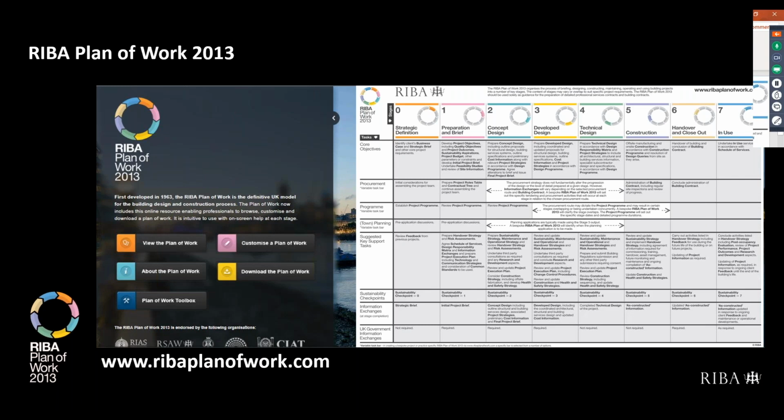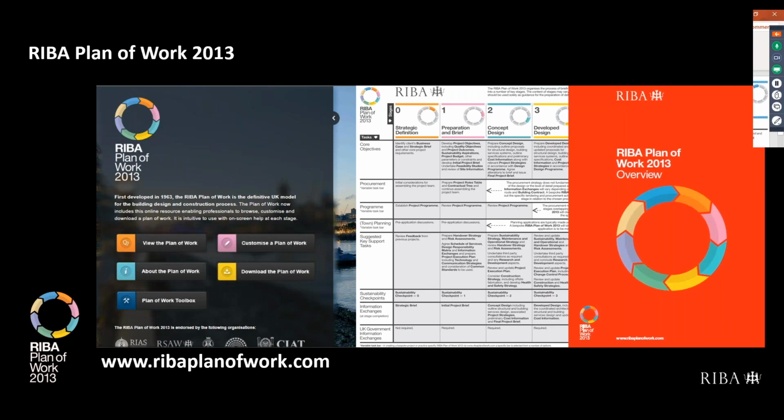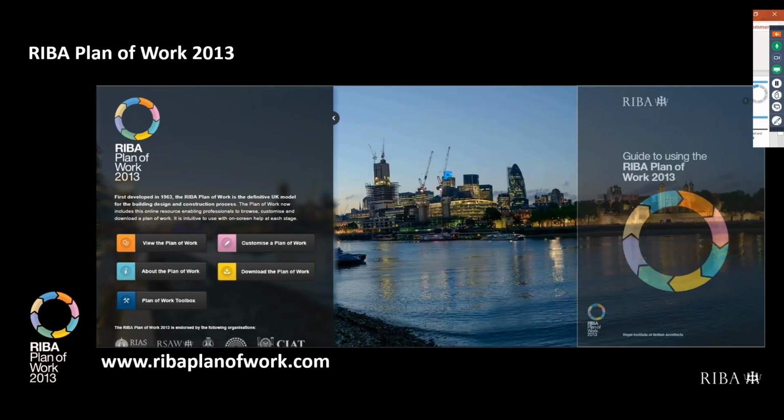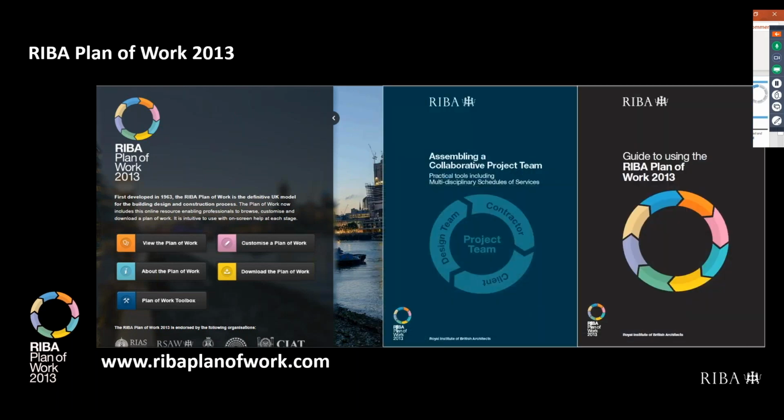And one of the things that we did when we launched the last plan of work was we included an overview document. And one of the key pieces of feedback that we've really had over the last 6 or 7 years is that this feedback could have been more comprehensive. And at the time, we did produce 2 supporting publications. One was a guide, and the other one was about assembling a collaborative project team that really tumbled out of one of the chapters of the guide.